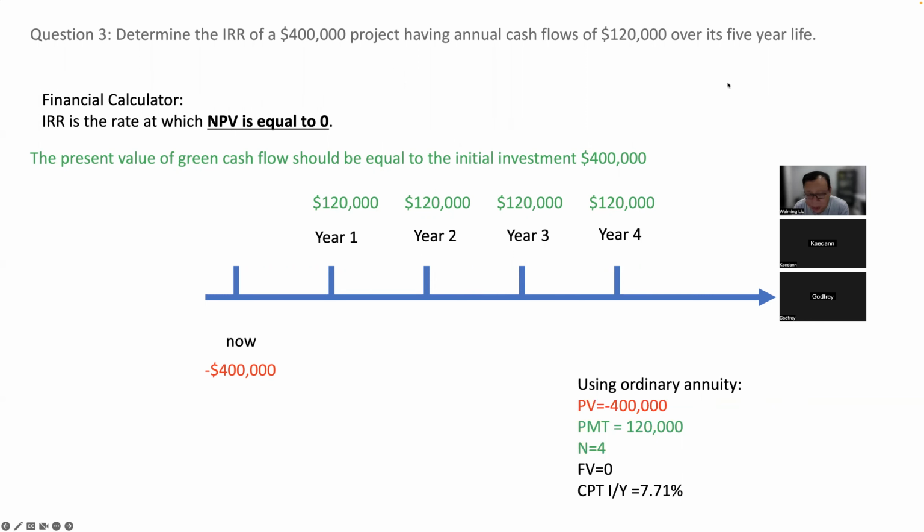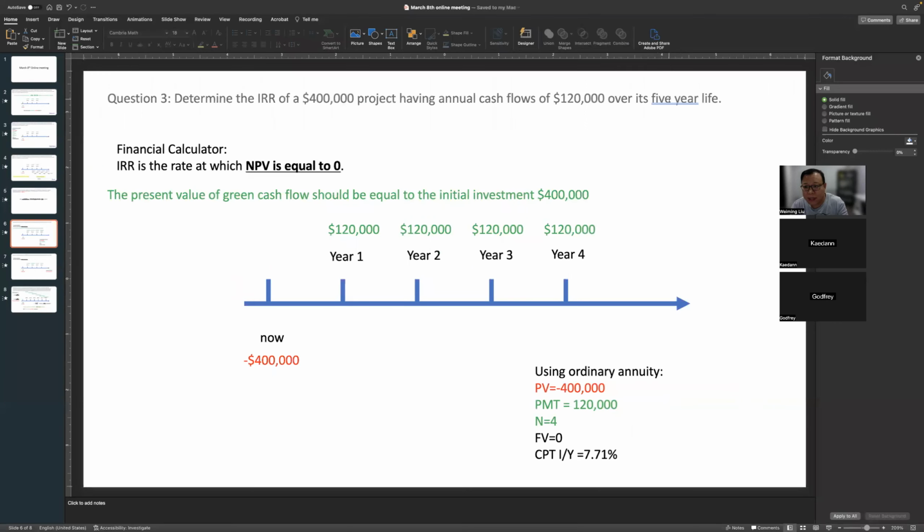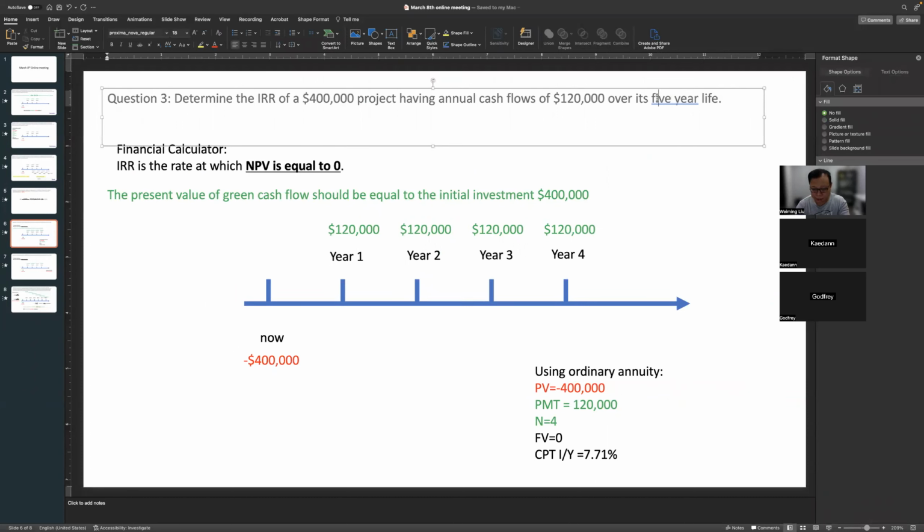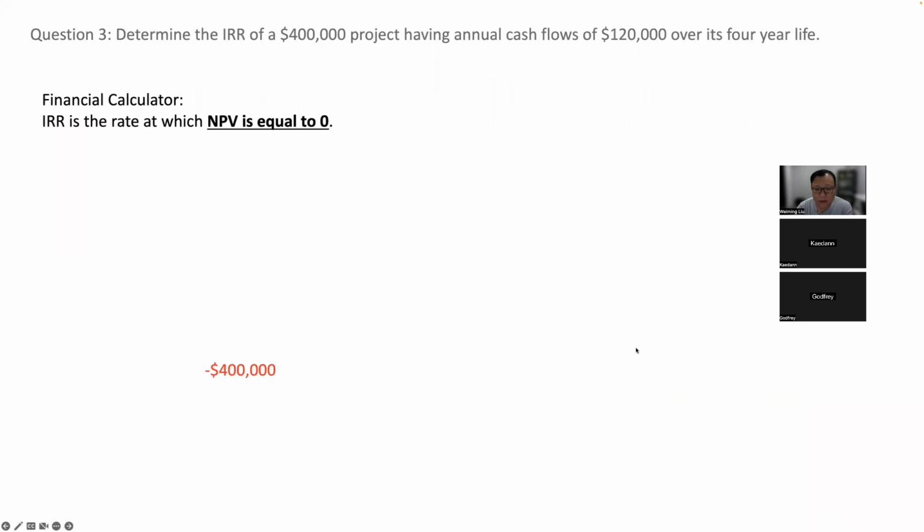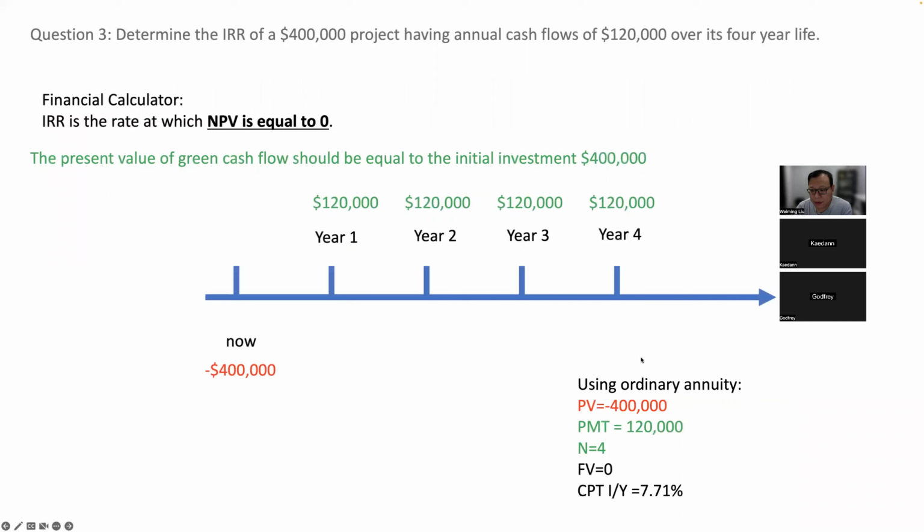Sorry, there's a typo. This is a 4 year life, not 5 years. So my n equals 4. And there's no lump sum payment in the future, so the future value is 0. Then I press compute I/Y, and that gives me 7.71%.